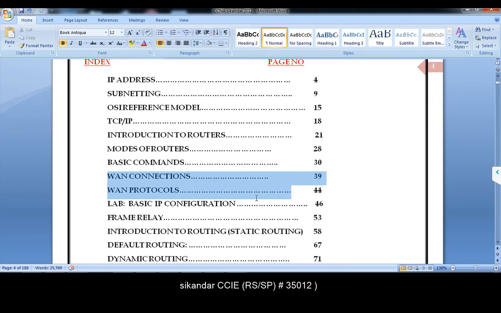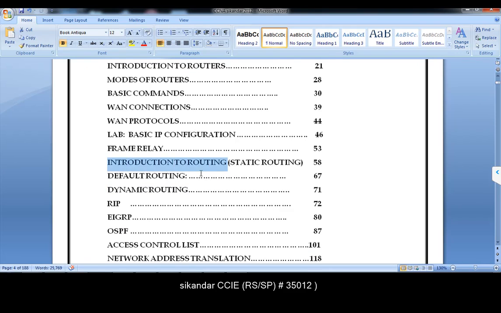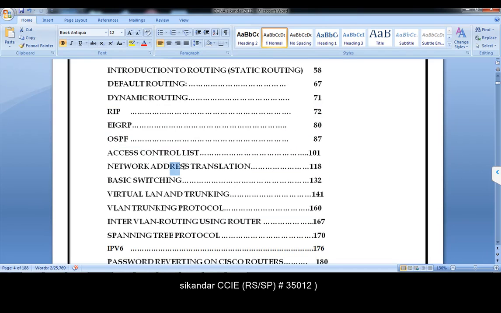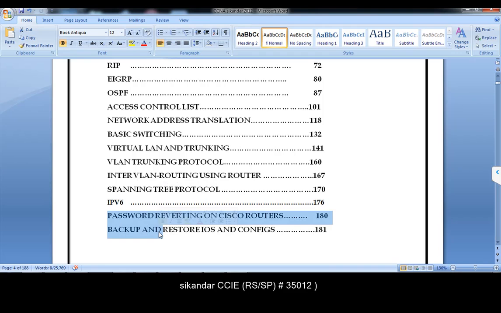Once we understand the different types of WAN connections and the technologies which can be used for providing them, next we get into some basic IP address configurations, then frame relay, and an introduction to routing. The main part starts here, where we see static routing, dynamic routing, and default routing. In dynamic routing there are RIP, EIGRP, and OSPF protocols. We'll see more detail on that, and then access lists, network address translation, and then some more switching concepts, and an introduction to IP version 6. Finally we'll see password recovery on routers, and then backup and restore on the routers.